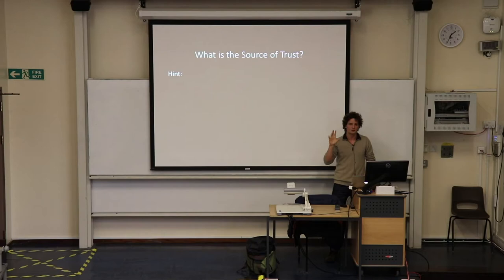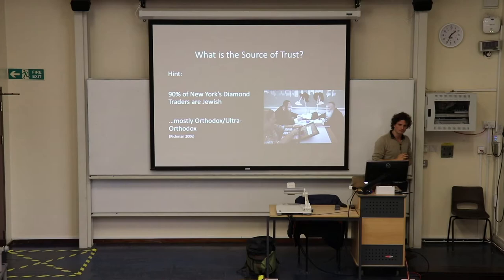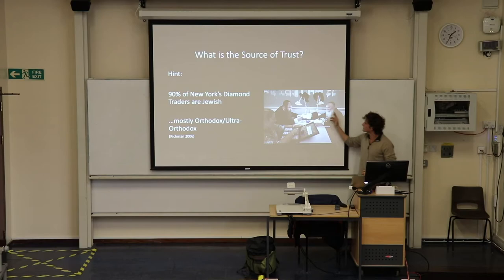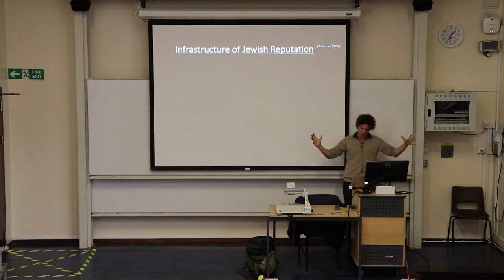The hint is that 90% of New York's diamond traders are Jewish, right? The same in Antwerp, the same in Tel Aviv. Especially Orthodox and ultra-Orthodox Jews. So not the secular assimilated Jews, but these types of guys. That's the hint. Now, Richman in 2006 went to New York City and conducted an anthropological study of the diamond market to try and understand the source of trust. And he came up with this. I'm simplifying, he has a much more elaborate argument, but he came out with the following model.